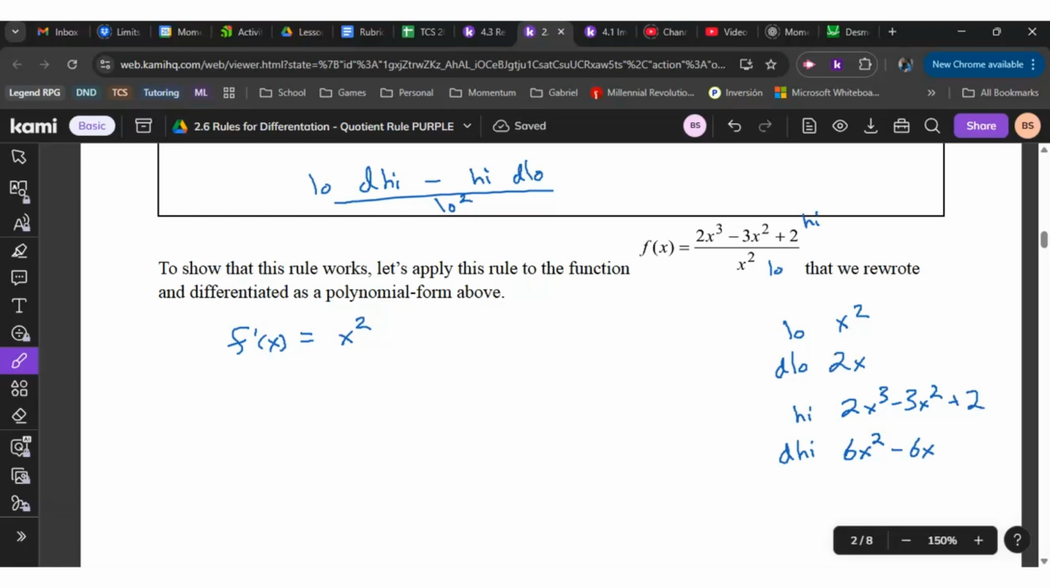So low, d high. We need the derivative of the high, which is 6x squared minus 6x, minus high. I'm going to write out the entire high: 2x cubed minus 3x squared plus 2, times d low, which is 2x, all over low squared. So x squared squared. What is x squared squared? Where can I simplify that to?